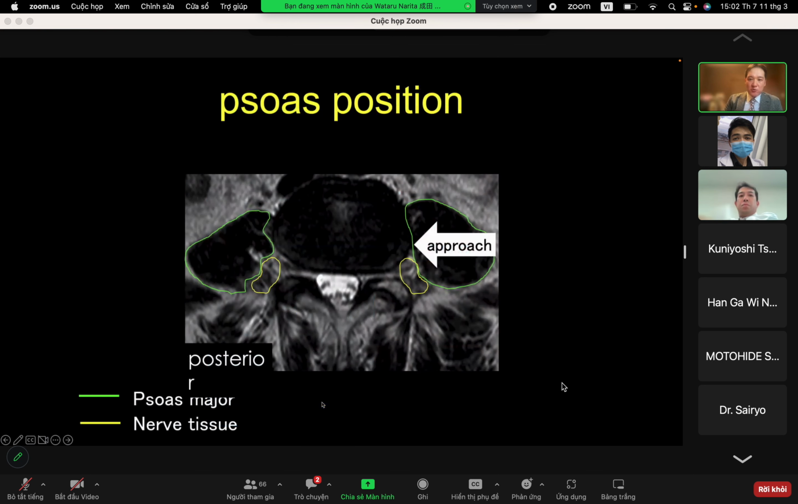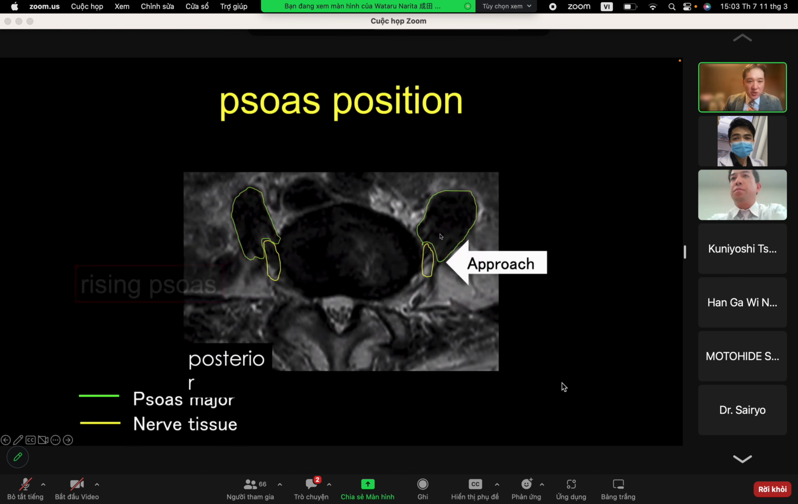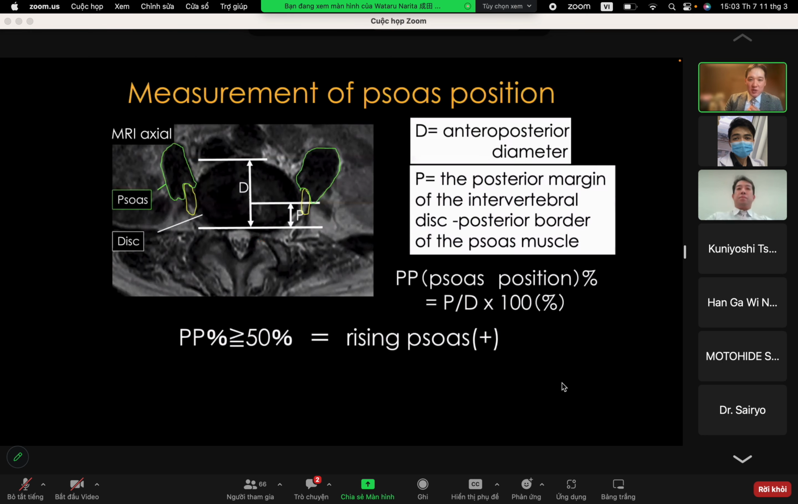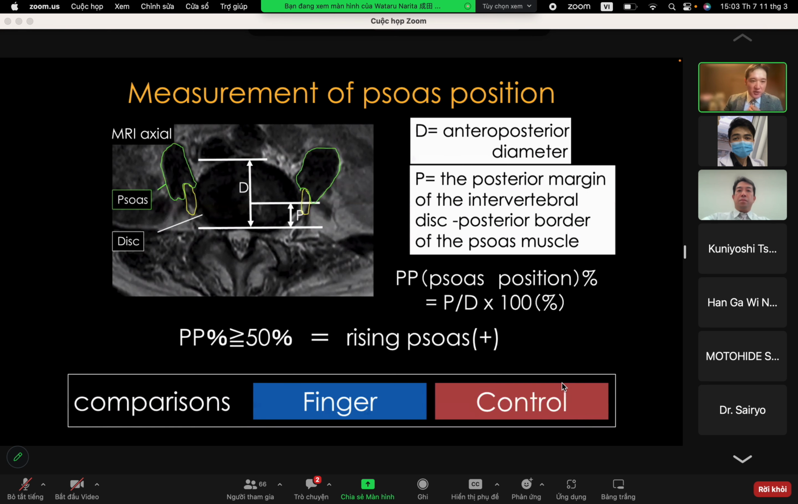Regarding the approach route of the XLIF, the location of the psoas major muscle is important. This is the MR axial image. Here is the nerve, the psoas major muscle, and the approach is here. And a rising psoas case is here. This is a rising psoas. It is difficult to approach with the conventional XLIF procedure. And so the measurement position method is here. To summarize briefly, a larger PP percent means rising psoas cases.